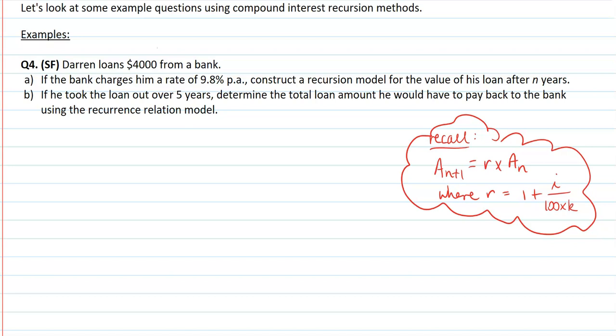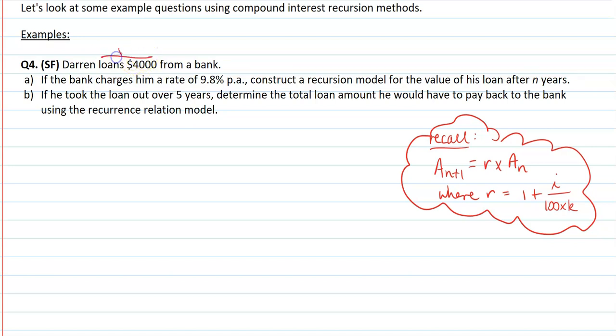Okay, so we're going to start off by looking at a simple familiar type question where we're only dealing with the loan or investment compounding once a year. So let's look at it. We've got our friend Darren, good old Dazza, loaning $4,000 from a bank. He's being charged a rate of 9.8% per annum, and we have to construct a recursion model for the value of his loan after n years' time. Then after that, considering he takes the loan after 5 years, let's work out how much he'd owe the bank using our recursion model.